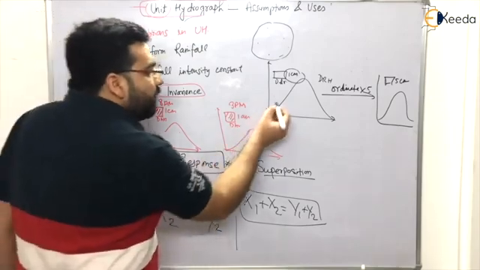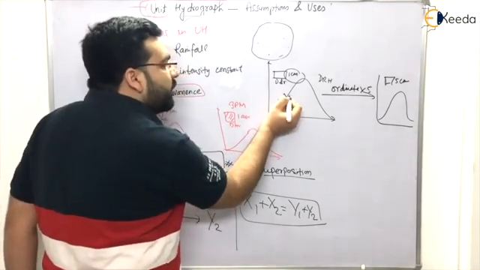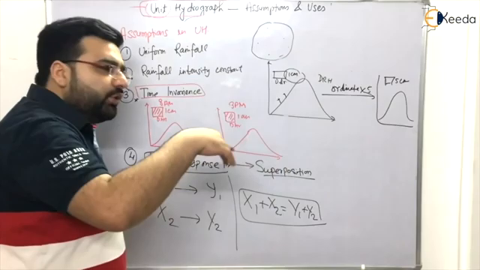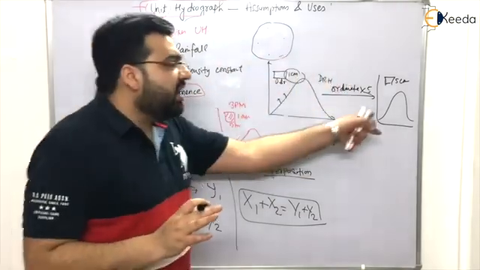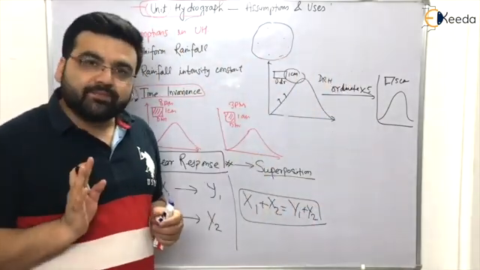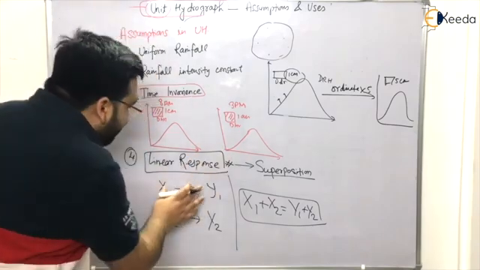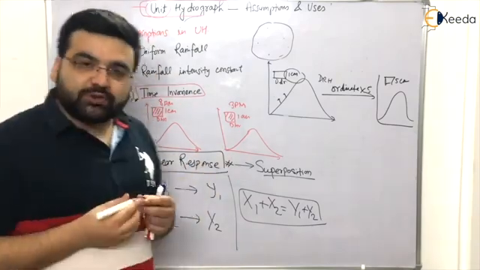So that is the meaning of your linear response. It means that whatever change you are doing in the unit hydrograph, the similar, linear changes can be done in the direct runoff hydrograph. Simple. Clear? So I hope that you have understood the linear response also.